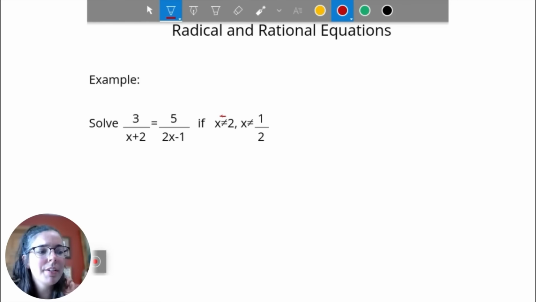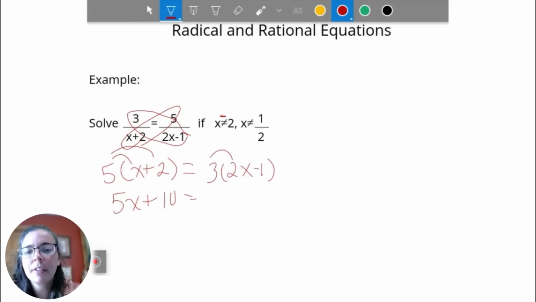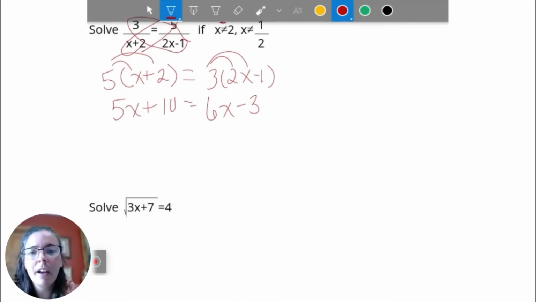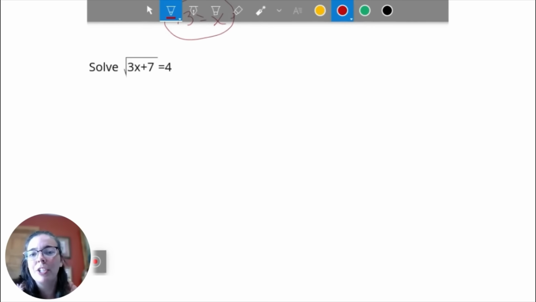So if I'm trying to solve this, one way to do this would be to cross multiply. So 5 times x plus 2 has to equal 3 times 2x minus 1. So I'm going to distribute: 5x plus 10 equals 6x minus 3. And in order to get x by itself, maybe I'll subtract 5x from both sides, and then add 3 to both sides. And I will get 13 equals x. So that is my value of x. That solves that equation.